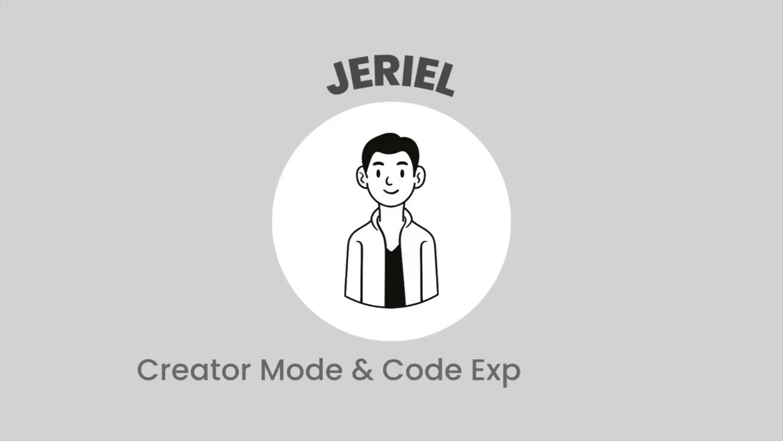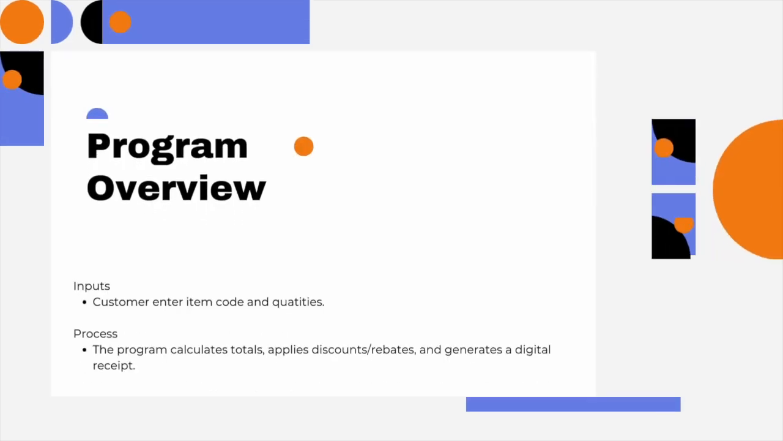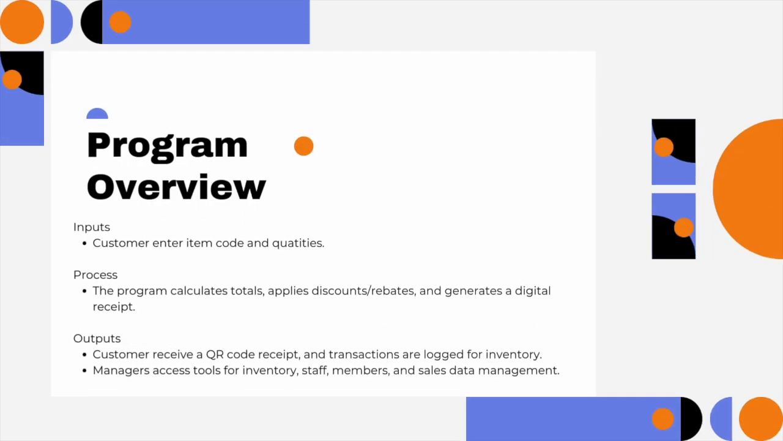Now, let us jump straight into why Tap and Go is such a game changer. So, the customers will input items they wish to purchase, along with quantities and prices. The program automatically calculates the total price, applies discounts and rebates, and generates a paperless receipt. Finally, the customers have an option to receive a QR code receipt, which they can scan to receive it. The program also records all transaction details for inventory management.